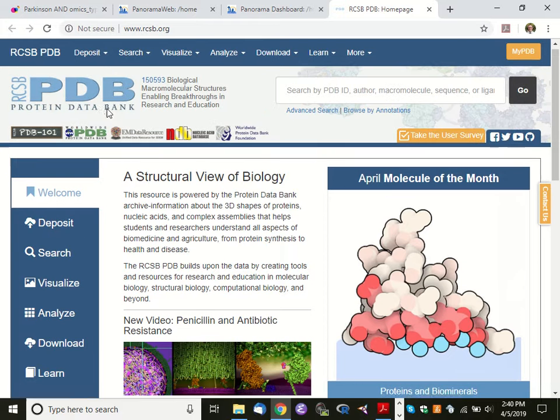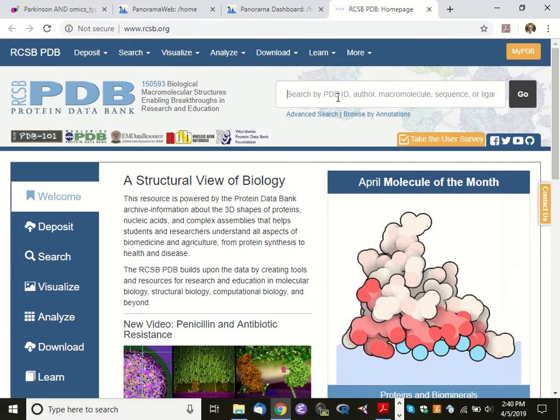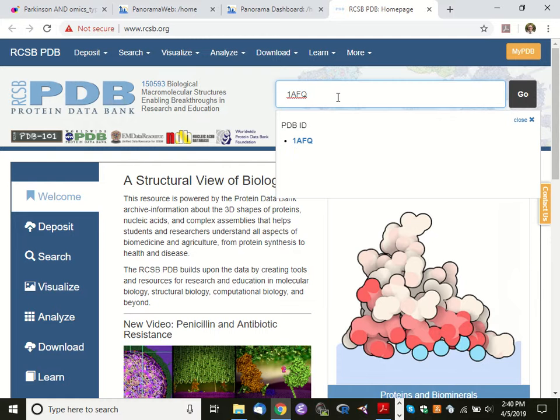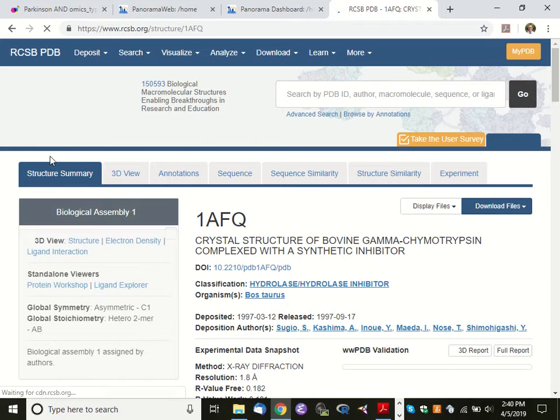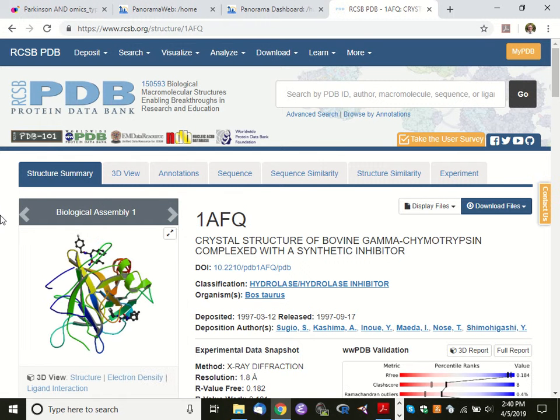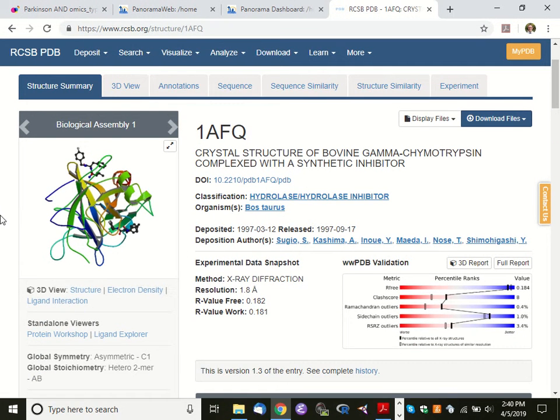All right, so where do we enter that? Right here. We put a PDB ID in here. 1AFQ is short enough that you can include it right there on your posters so everyone knows exactly what structure you're doing. All right, and now we have reached the crystal structure of bovine gamma chymotrypsin complexed with a synthetic inhibitor. So you might say, oh, that's already a cool rendering. I'll just grab that image. That is an amateur trick. We're going to learn how to customize that image to make it dance to our tune.